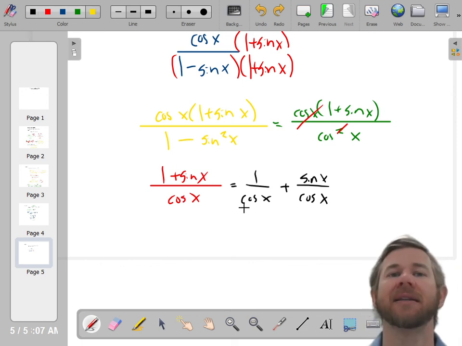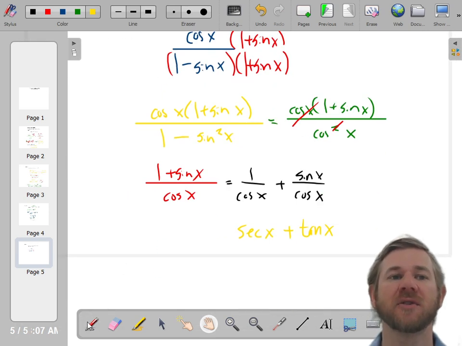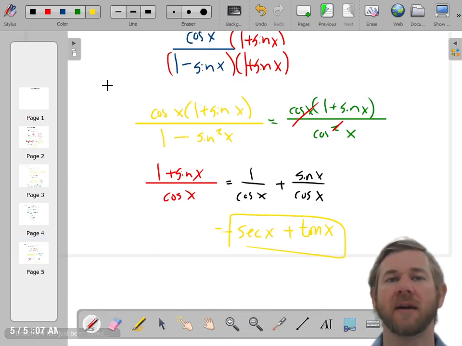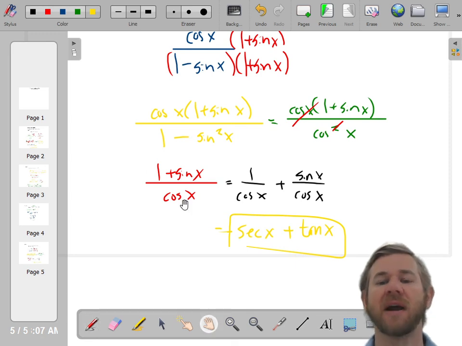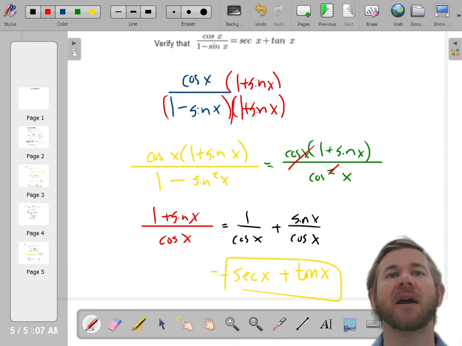Cool. Now I can think, oh, wait a minute. 1 over cosine, that's secant of x. Sine over cosine, that's tangent of x. Secant plus tangent is what I was trying to get at the end. It's over there. So that one requires a new strategy, and that idea is called multiplying by the conjugate. I'll write that word for you so you can see it.